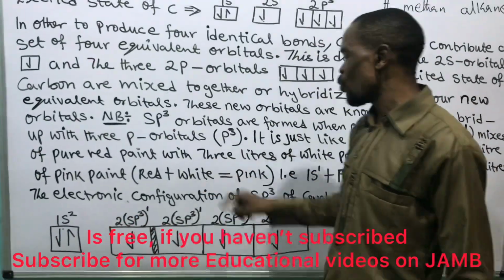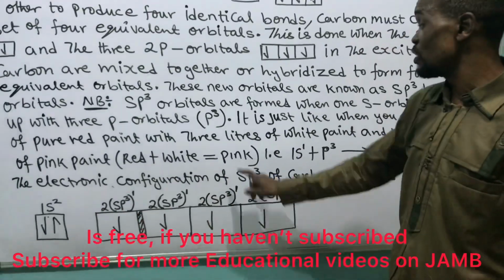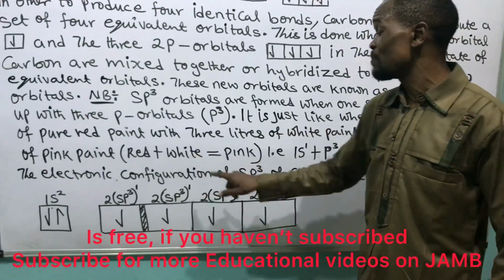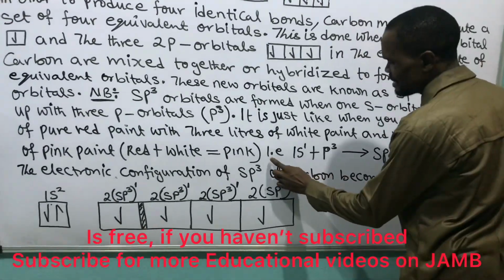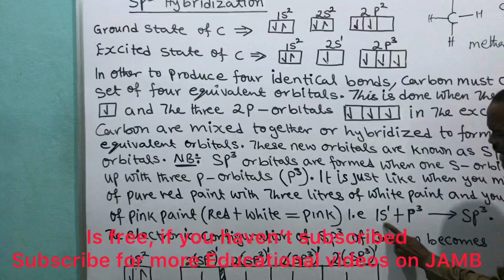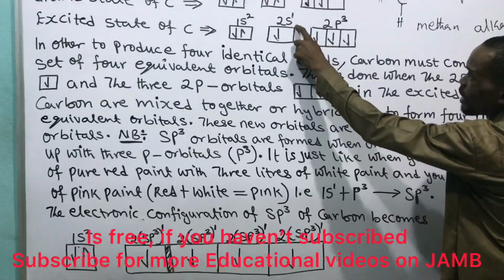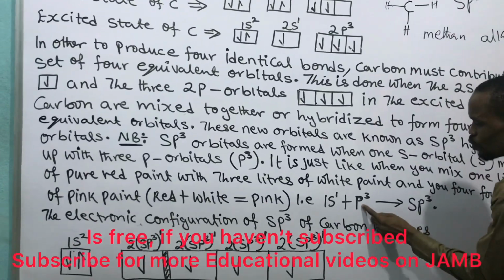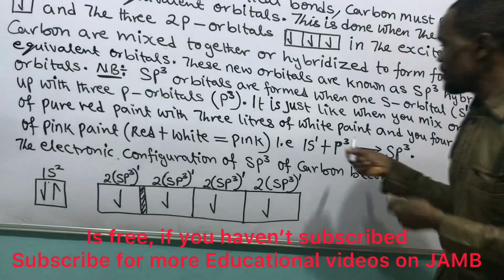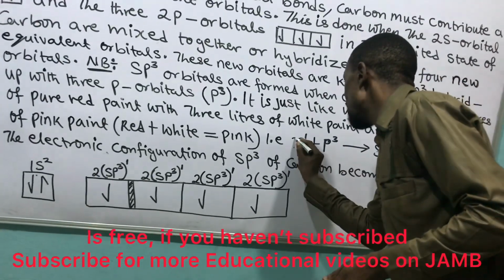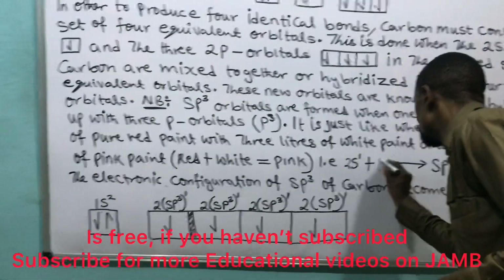Red paint plus white paint, which is 1 liter of red paint plus 3 liters of white paint, will give me 4 liters of pink paint. And I said this means that is 2s1, which is this, look at it, 2s1, and 2p3. I can say 2p3. That means 2s1 and 2p3.